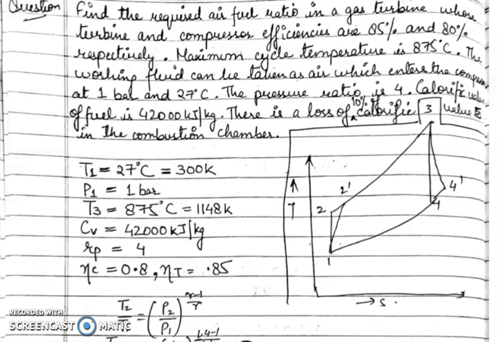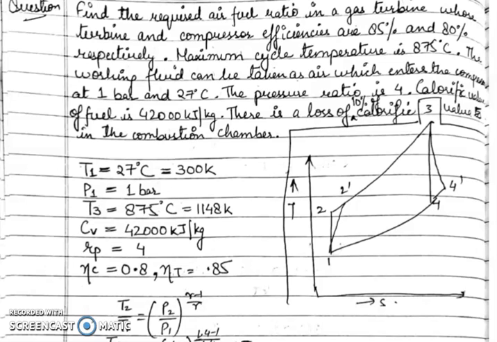In this video, we will discuss one of the numericals from the gas turbines. So the question is as follows. Find the required air-fuel ratio in the gas turbine whose turbine and compressor efficiencies are 85% and 80% respectively.